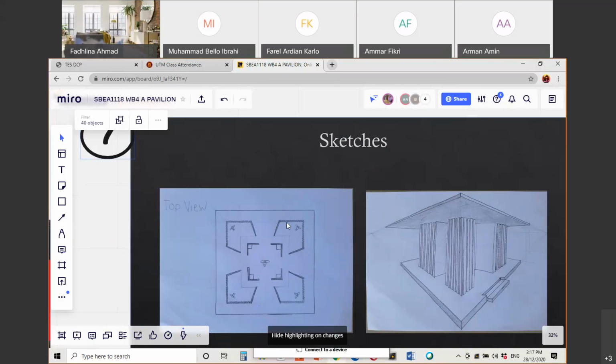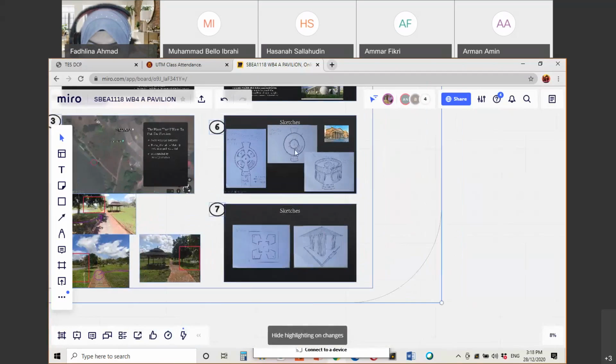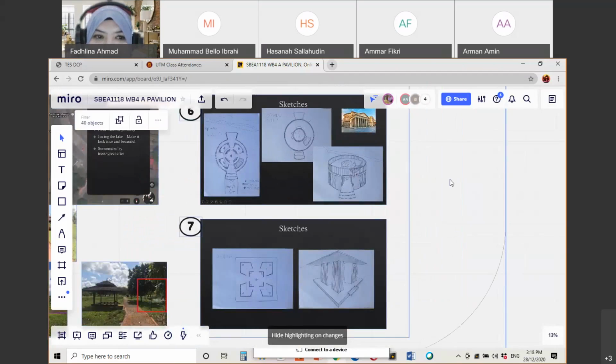Okay, one question from the floor. Except for Belu. One question from the front. Hasana, can you ask him a question? Can I see the whole sketch? Okay. So, the spiral one.